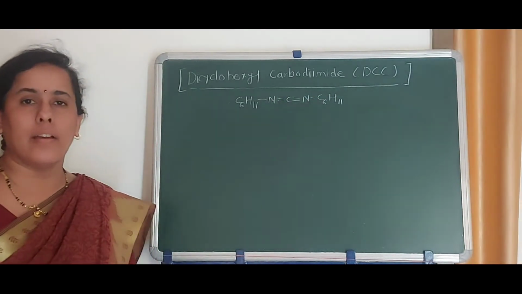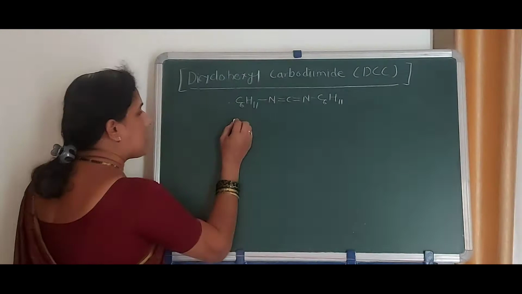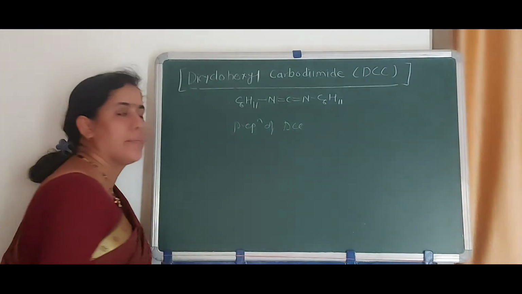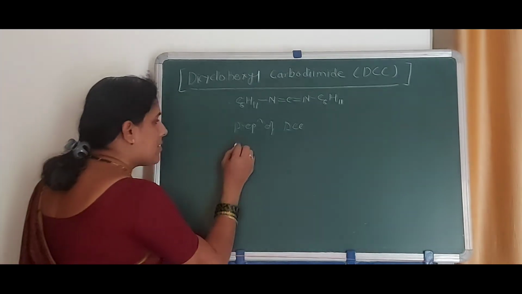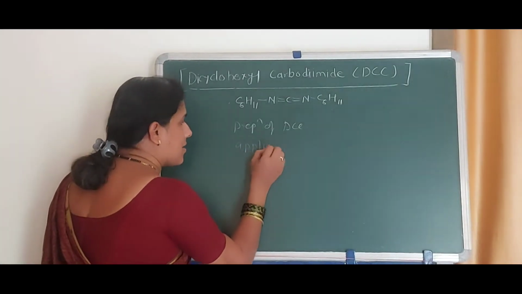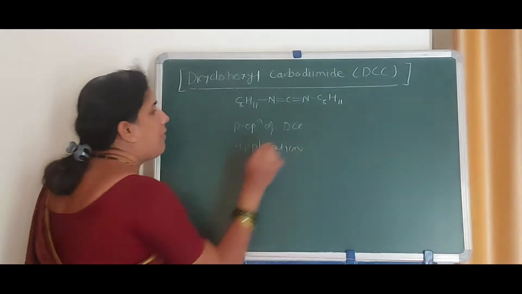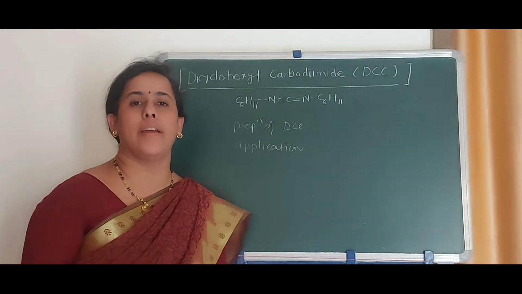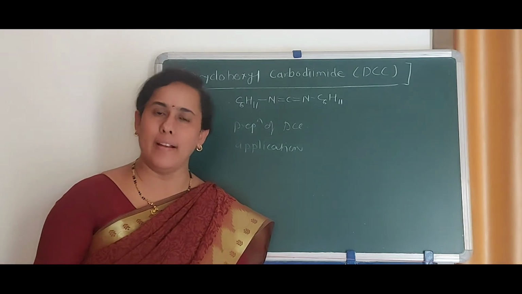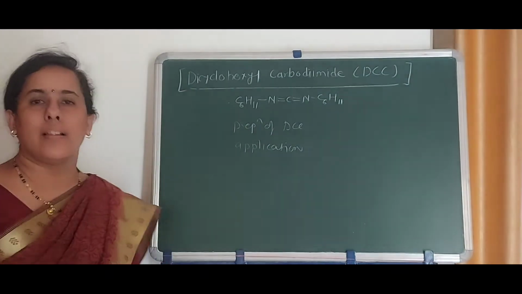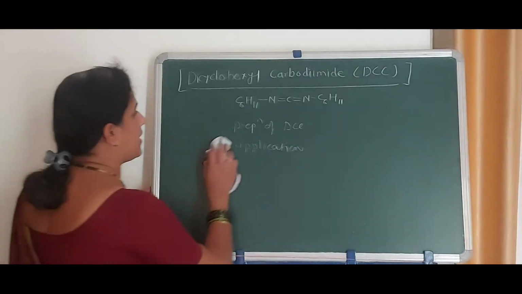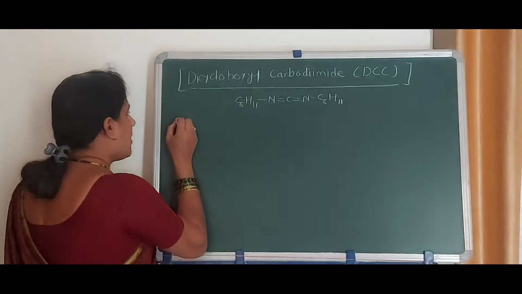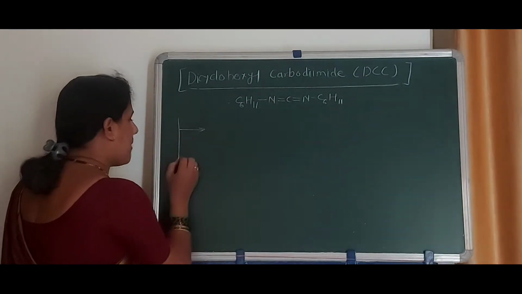C6H11. In this lecture we are going to discuss first the preparation of DCC, and next the important point, the applications of DCC. Generally, DCC is used as a powerful dehydrating agent under mild conditions. So first of all, let us discuss the preparation of DCC. In these preparation methods, there are 3 methods in total.